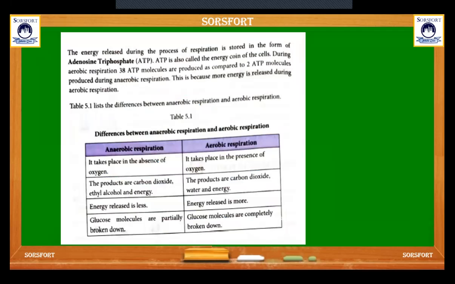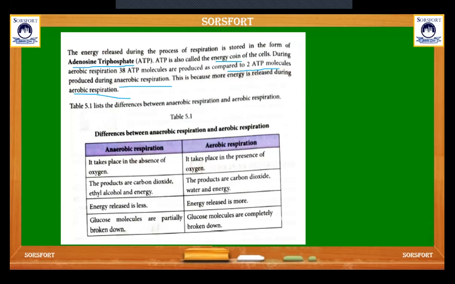The energy released during the process of respiration is stored in the form of ATP, adenosine triphosphate. ATP is also called the energy coin of the cell. During aerobic respiration, 38 ATP molecules are produced as compared to the 2 ATP molecules produced during anaerobic respiration. This is because more energy is released during aerobic respiration. That's why mitochondria is known as the powerhouse of the cell.